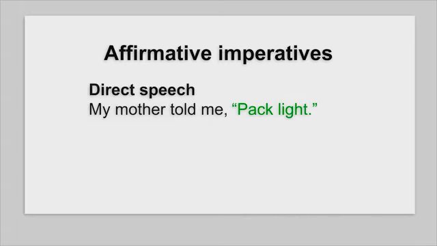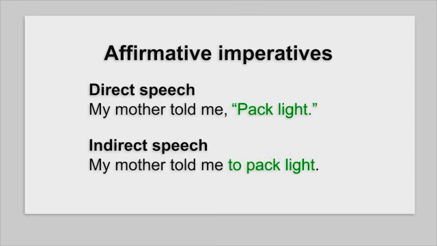We use direct speech to show what someone said or wrote. We put their words in quotation marks. For example, my mother told me, "Pack light." When we change direct speech to indirect speech, we don't use quotation marks. An imperative in direct speech becomes an infinitive in indirect speech.